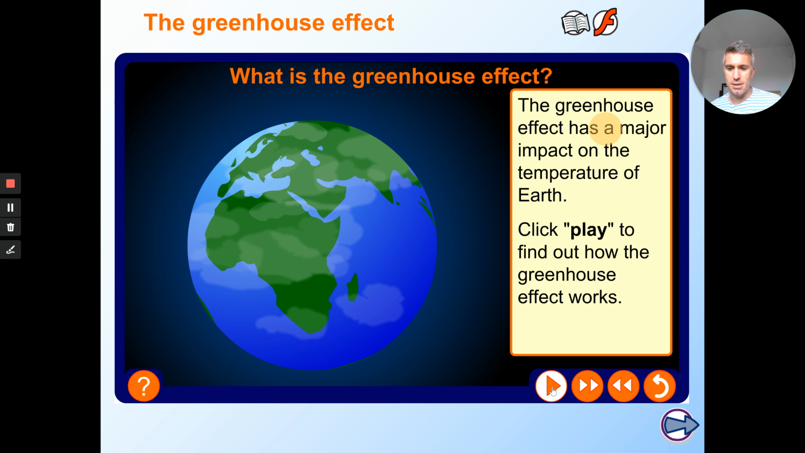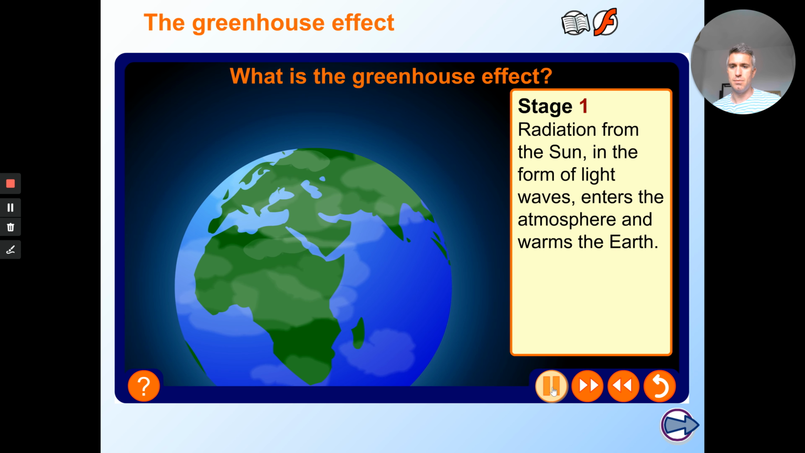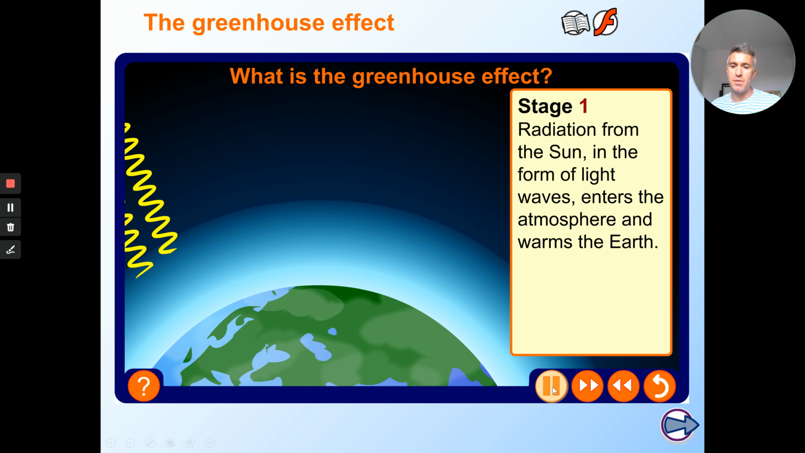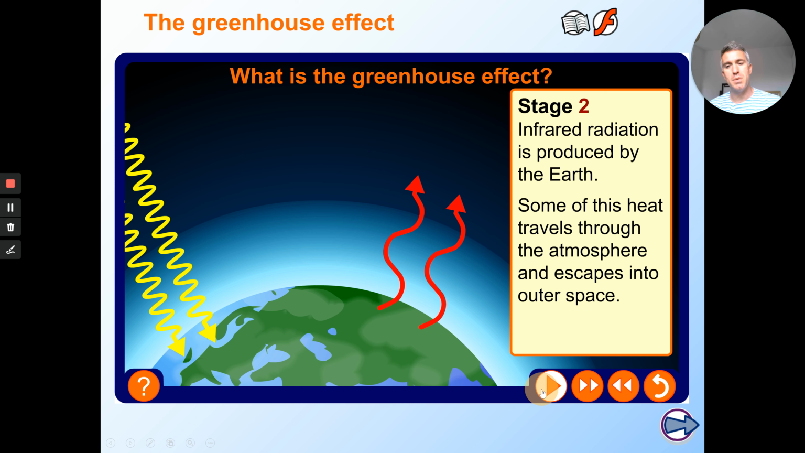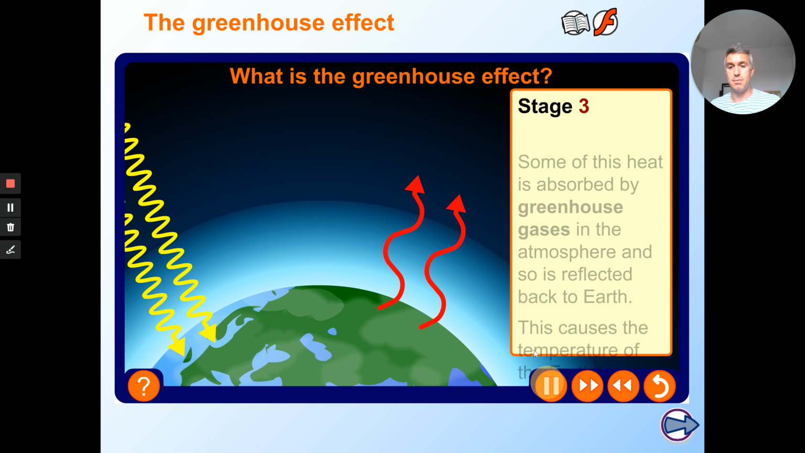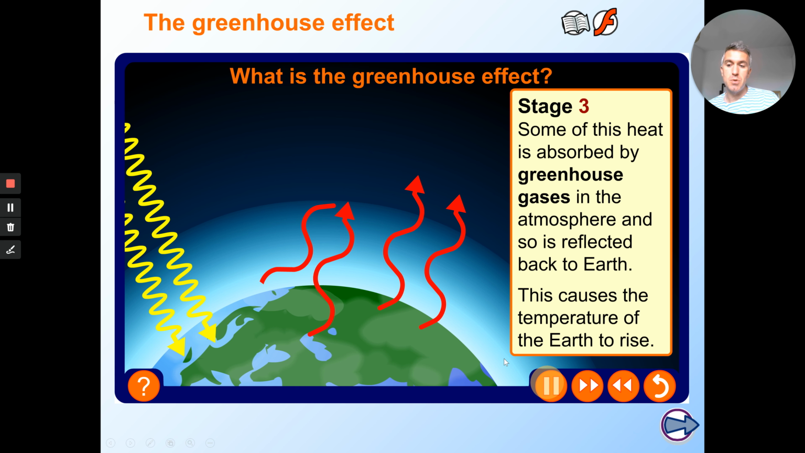We can look at it again in the form of an animation. Radiation from the sun in the form of light waves enters the atmosphere and warms the earth. So when you warm, the earth gives off infrared radiation. So this light coming in and this radiation are not necessarily the same types of radiation, but the earth absorbs one, gives off another. Some of this travels through space. Some of this is absorbed by the greenhouse gases and is then reflected back to Earth. This causes the Earth's temperature to rise.